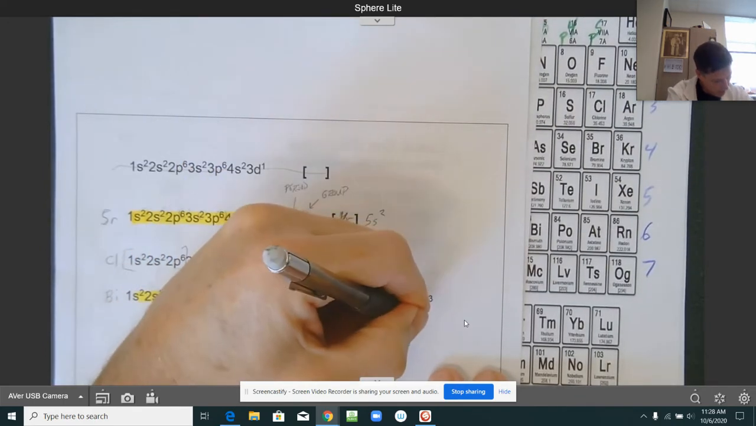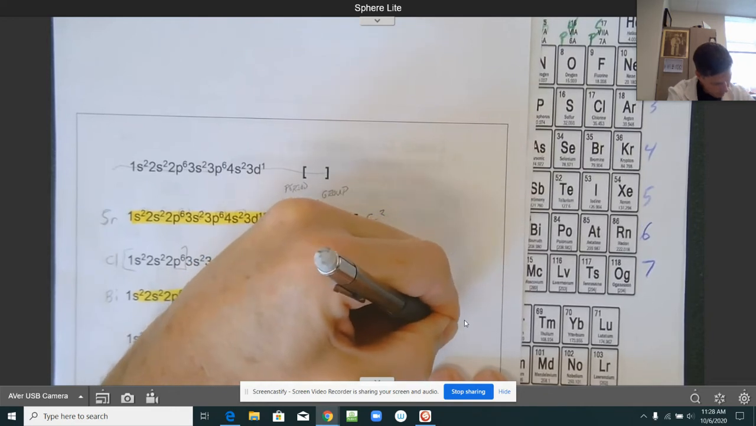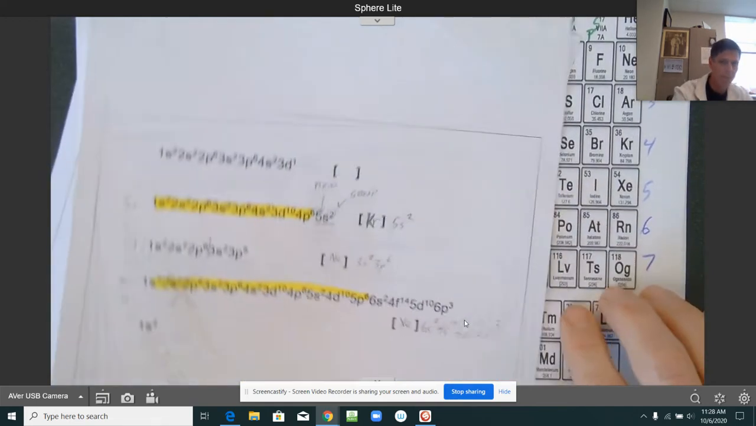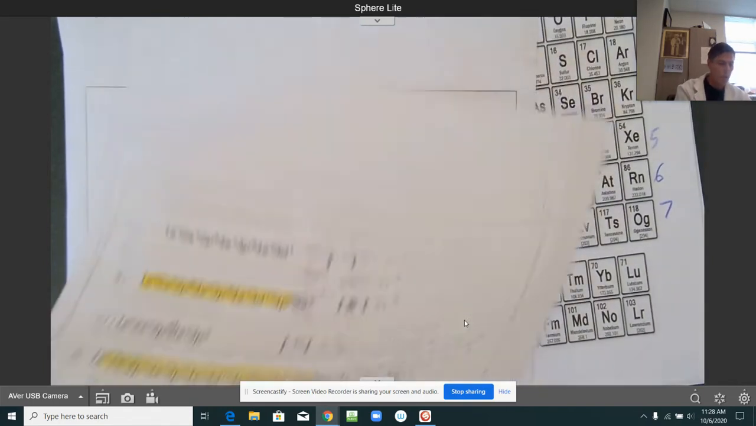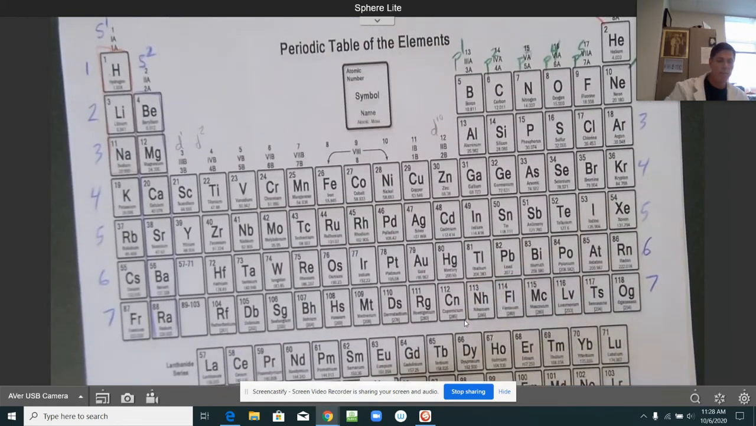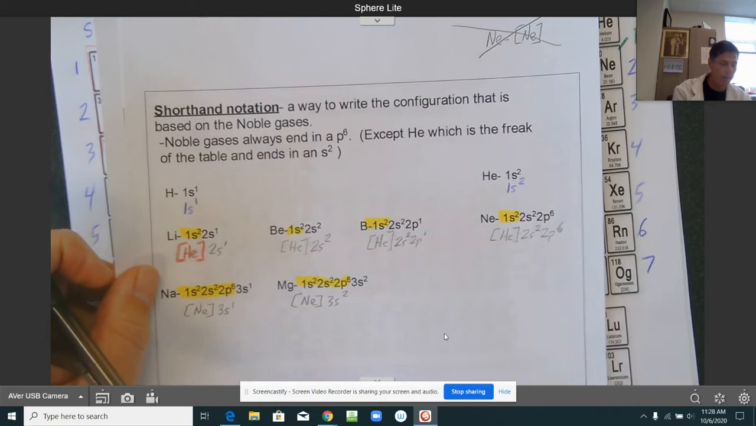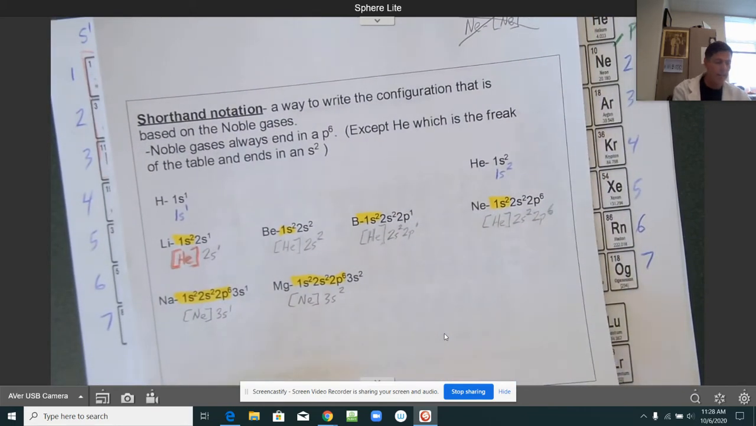Don't worry about the F's and the D's. We'll get to that later if we have time. The D's definitely we'll get into. F's not so much. Okay, so this would be the shorthand for that. Hopefully that makes sense. Now, knowing these and being able to come up with the shorthand notations, we're going to go to the next thing, which is called Lewis dots.